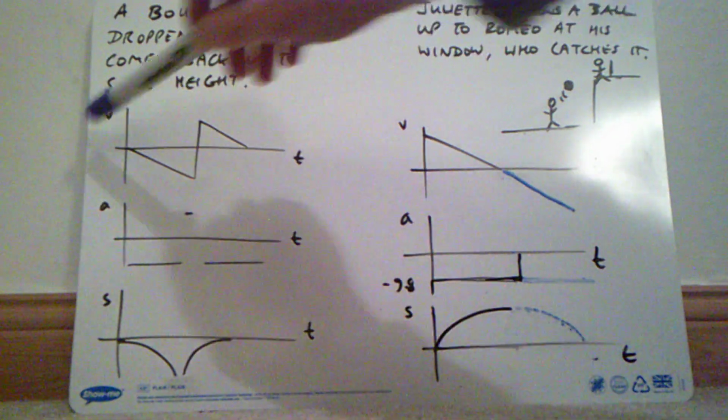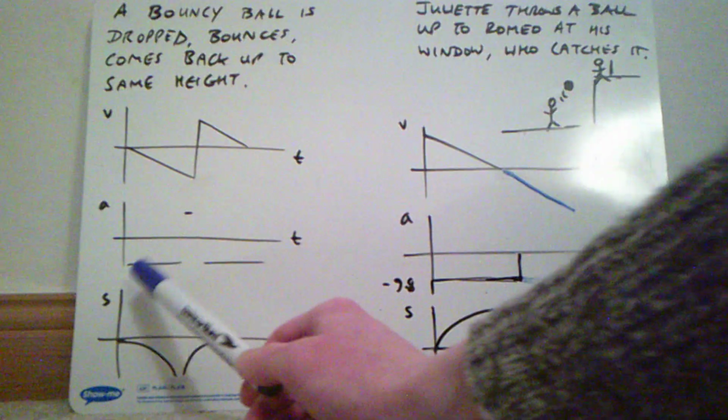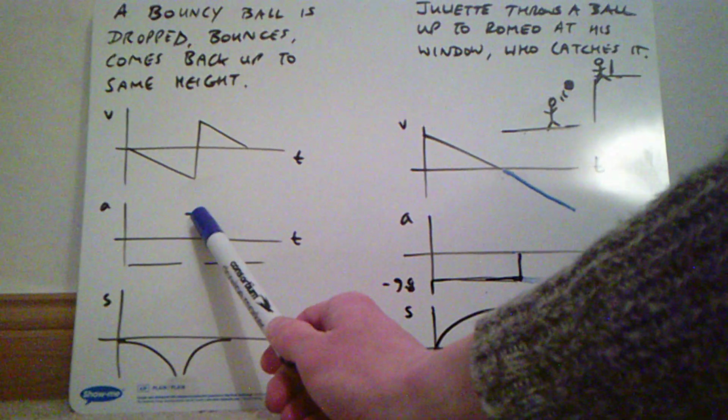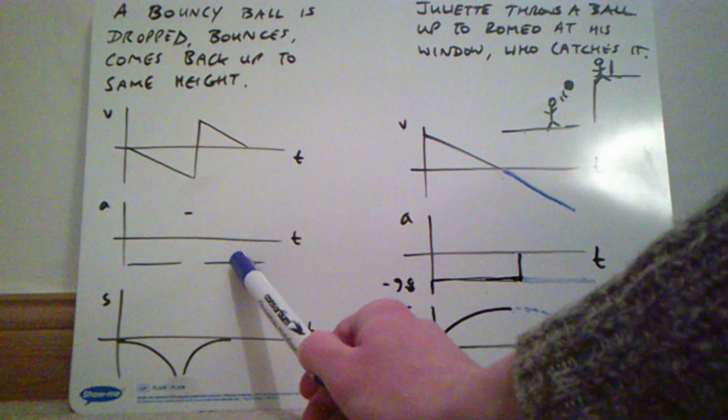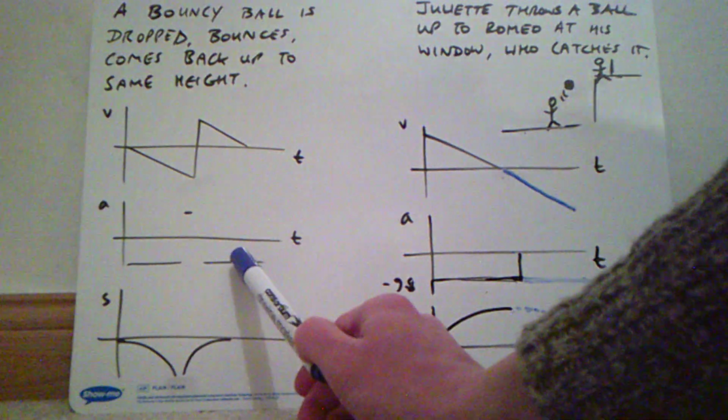Speed time graph or velocity time graph. Acceleration time graph, that's the point when it's supported. Throughout the rest of the flight, when it's unsupported, you have a negative influence, negative 9.8 meters per second squared.